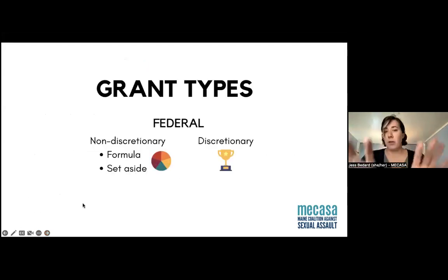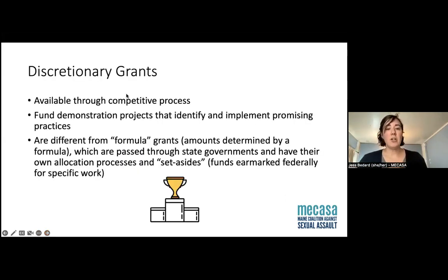So again, we're going to focus right on these federal grant types, non-discretionary and discretionary. We'll talk about the non-discretionary first, and then the rest of our conversation will be about the discretionary ones. Discretionary grants are available through a competitive process. So that's what we'll be talking about today.